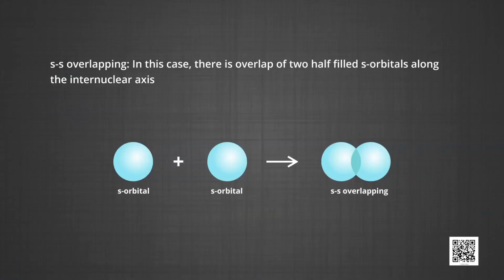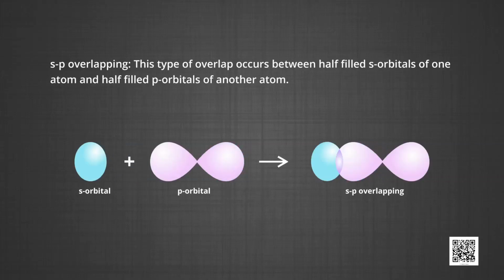This can be formed by any one of the following types of combinations of atomic orbitals. s-s overlapping. In this case, there is an overlap of two half-filled s orbitals along the internuclear axis as shown below in the figure. Now, s-p overlapping. This type of overlap occurs between half-filled s orbitals of one atom and half-filled p orbitals of another atom. Again, you can see in the figure the overlap of the s orbital, which is spherically symmetrical, and p orbitals, which are dumbbell shaped. This is s-p overlapping.